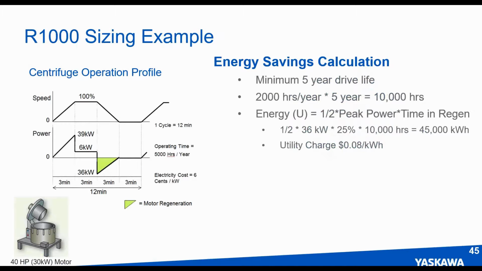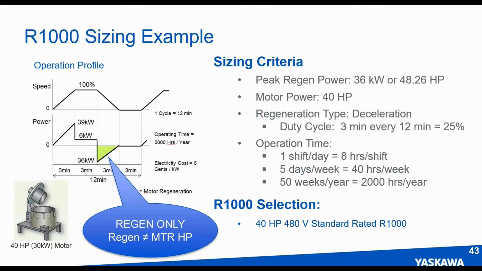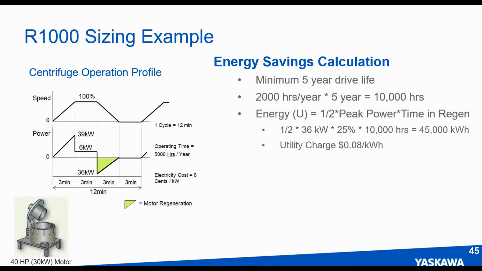So let's see what we're actually saving. Let's assume a minimum drive life of 5 years. Based on the previous slide, we have 2,000 hours of operation per year. Where do I get that? So if we go back to this slide, operation time, we see that we're running one shift a day, 8 hours per shift, 5 days a week. 8 times 5 is 40. 40 hours a week. 50 weeks in a year is what I'm using in this estimation. So 40 times 50 is 2,000 hours. So again, we have 2,000 hours per year, minimum 5-year drive life. It's a Yaskawa product, so it's probably going to go way beyond that. But we get 10,000 hours of operation within that 5-year span.